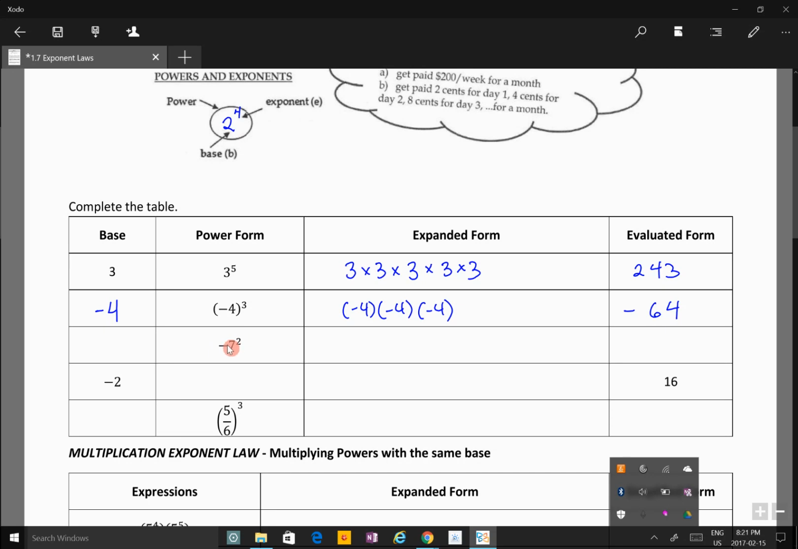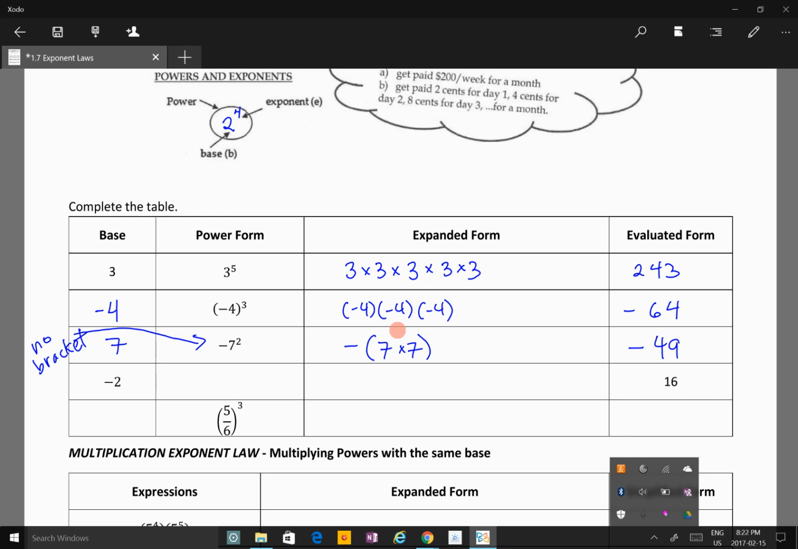-7 squared. So now keep in mind the negative is not in the bracket. There's no bracket. So the base is just 7. I'm going to put a note here: no bracket. And so that's why we're going to say the base is 7. And in expanded form, I'm going to say 7 times 7. And remember, the negative is outside. And 7 times 7 is 49. And the negative is outside, so it becomes -49.